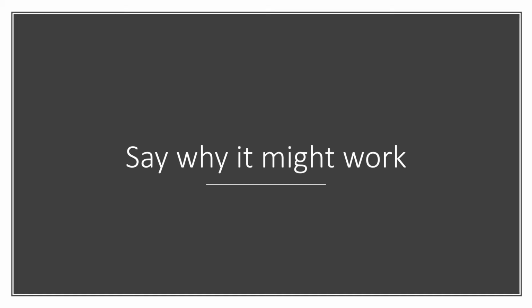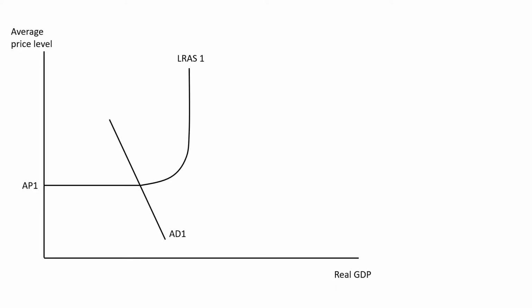Say why it might work. So what we're going to look at here is the arguments in favour of the notion that FDI might help to create economic growth and economic development. So let's imagine that we've got an economy in equilibrium because the level of aggregate demand is constant at AD1. This economy will be achieving an equilibrium level of GDP of MY1.